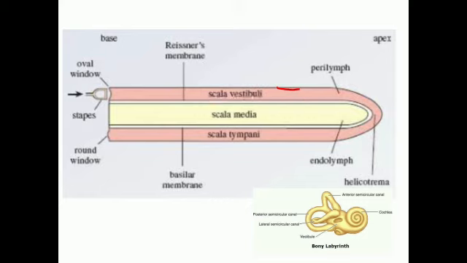So during this fluid vibration, what happens? The basilar membrane also vibrates. The basilar membrane also moves. As I said already, the basilar membrane has the principal sense organ for hearing, that is the organ of Corti. So the movement of the basilar membrane causes movement of the hair cells and they respond to the sound signals.